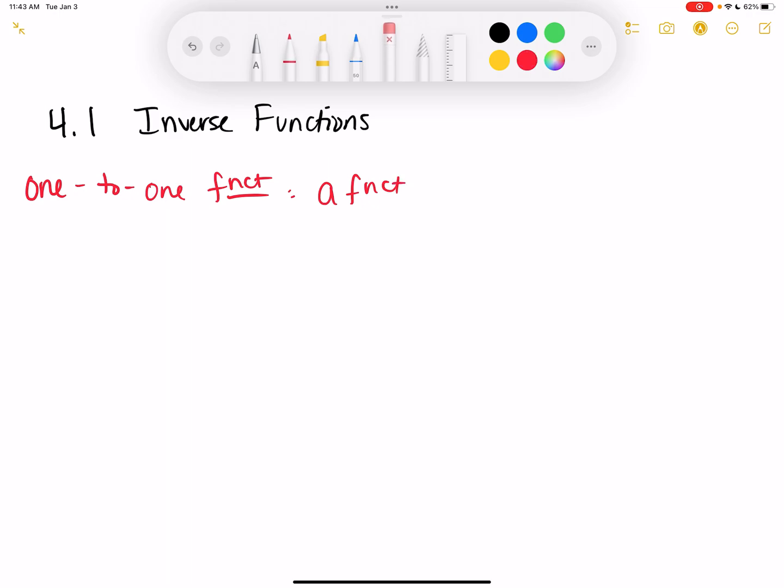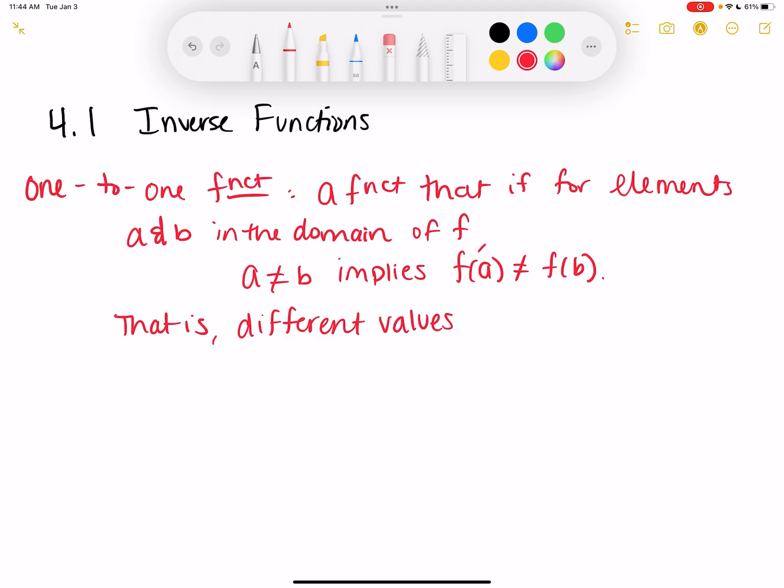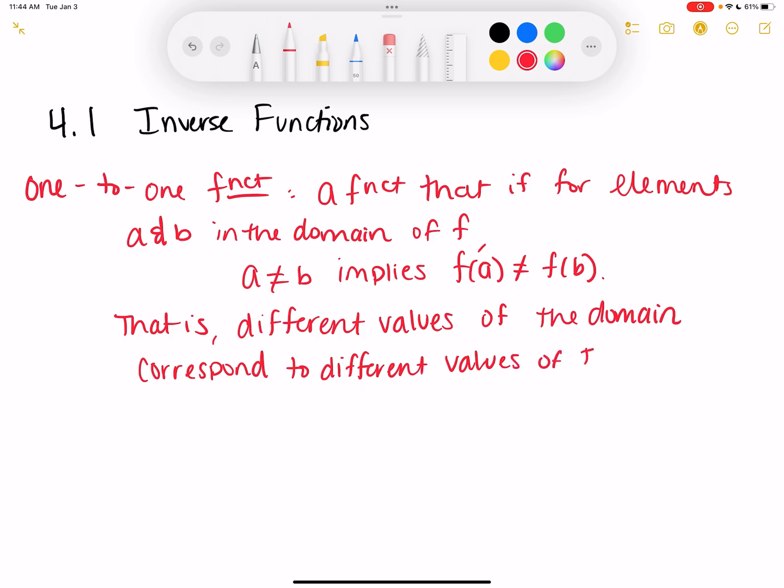A one-to-one function is a function that, if for elements A and B in the domain of f, A is not equal to B implies f of A is not equal to f of B. That is, different values of the domain correspond to different values of the range.